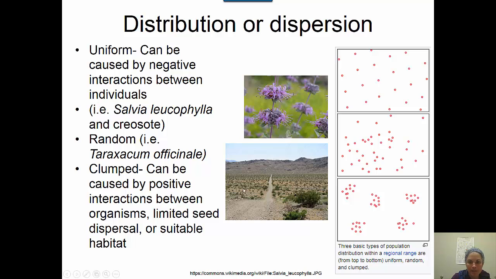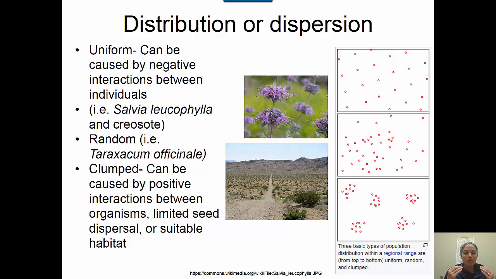We see the same thing in creosote populations, which you can see down here. It's this shrub that grows in really arid environments in California and other places in the Southwest. Creosote has been described as having uniform distribution as well. It's not a result of allelopathy or the production of toxic chemicals like in salvia, but rather the result of really strong competition between individuals.